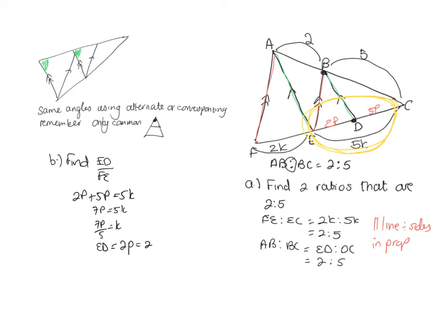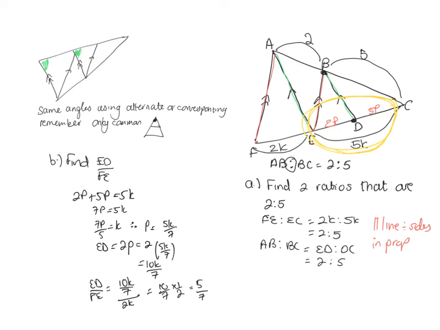We don't want P, so let's rather get this one at the top here. Instead of finding K, let's say P is equal to 5K over 7. So it's going to be 2 times 5K over 7, which is 10K over 7. So now we can say ED over FE is equal to, ED is 10K over 7 over FE, which is 2K. And the K's are going to cancel, and you're going to have 10 over 7 over 2 over 1, so times by 1 over 2, which is 10 over 14, or 5 over 7.